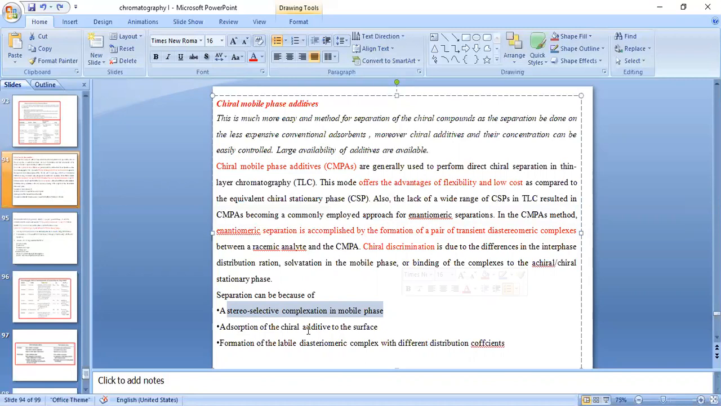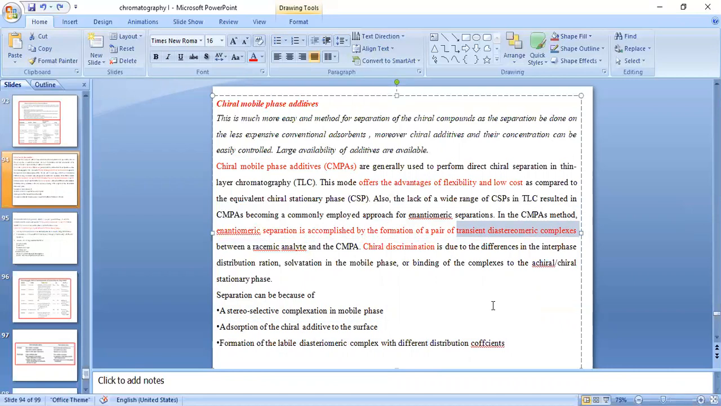दूसरा तरीका ये है, जो आपने chiral additives add किए हैं, they get adsorbed on the surface of an adsorbent. As a result, now this surface will behave differently for two different isomers. दो आइसोमर है, आपके adsorbent में chiral additive phase add हुआ है, जो adsorb हो गया. Now these two isomers will behave differently. As a result, they will show the differential migration rate, that is their distribution coefficient will also be different. Third is what I was earlier discussing, that they result in the formation of the labile or mobile diastereoisomeric complex, the transit diastereoisomeric complex.